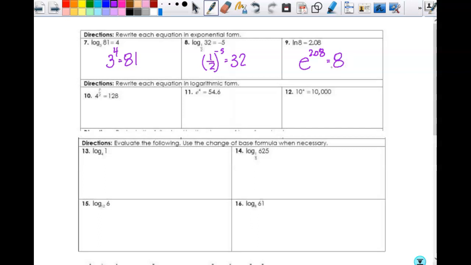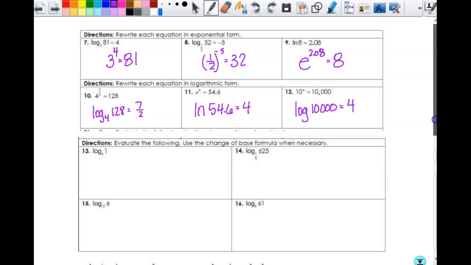Then I'm going to rewrite this in logarithmic form. So 4 is the base. So this is going to be log base 4 of 128 equals 7/2. Log base e, which is natural log, of 54.6 equals 4. Log base 10, which is just log, of 10,000 equals 4.